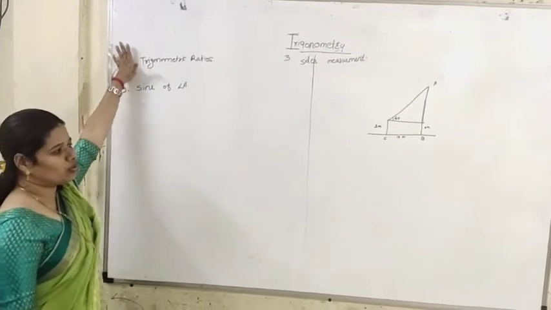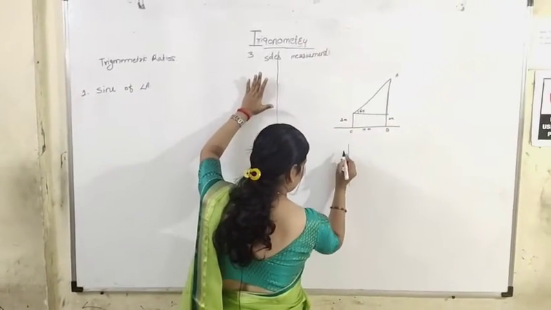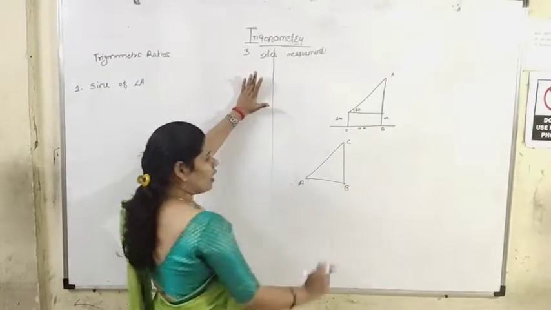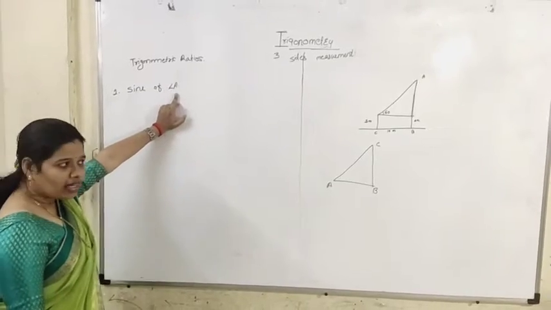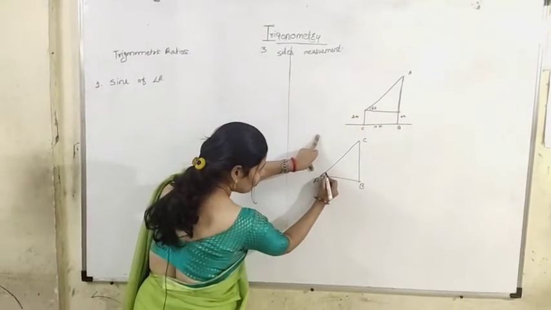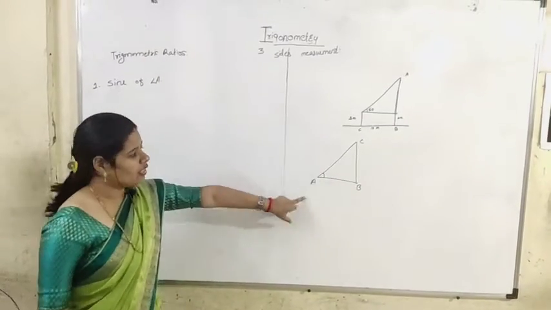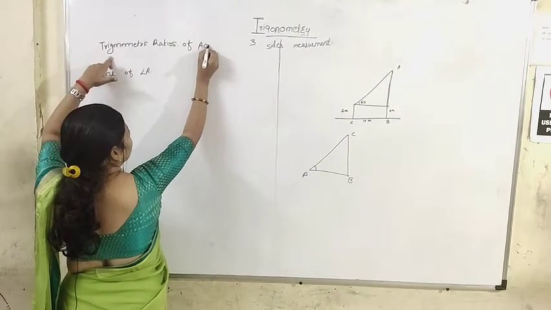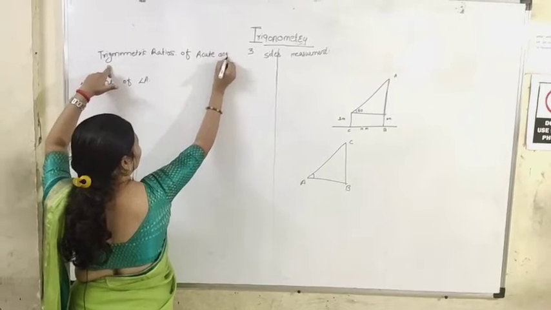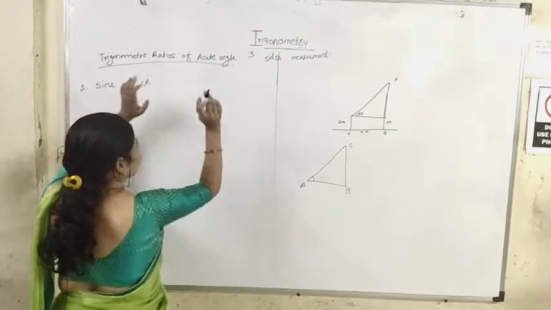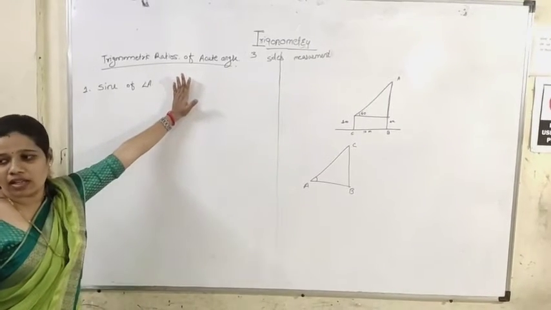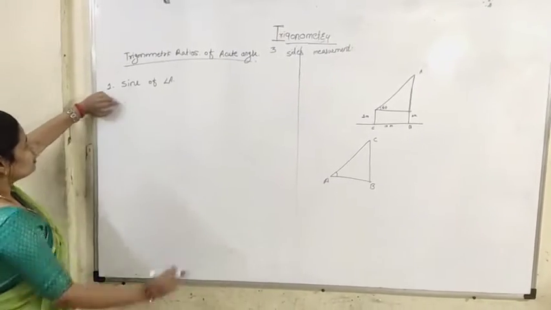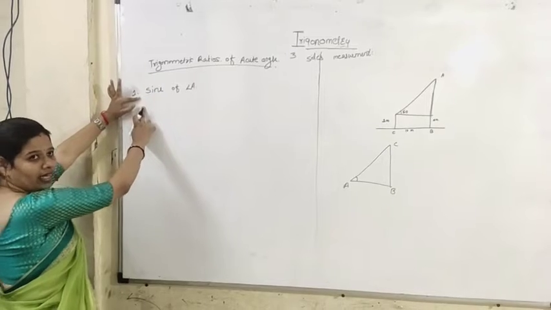For this trigonometric ratio, I draw a triangle ABC. And here I am talking about angle A. Here we can see that angle A is an acute angle. That is, here we see the trigonometric ratios of acute angle. What is the acute angle? Acute angle is the angle between 0 and 90 degrees. We know that. Okay. Then the first trigonometric ratio is sine of angle A.